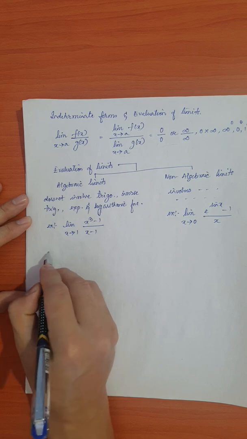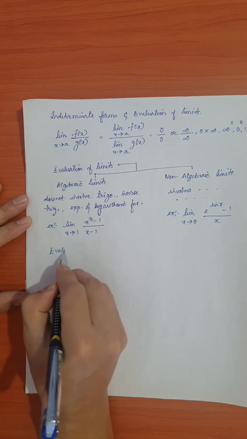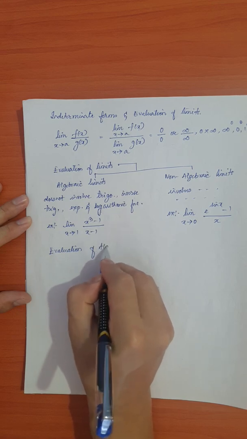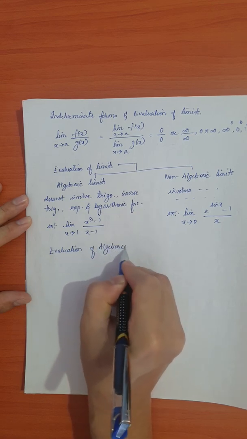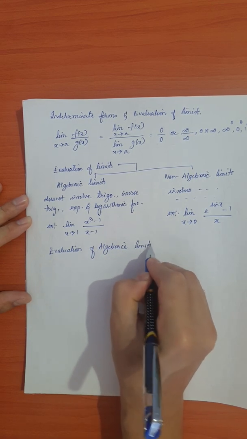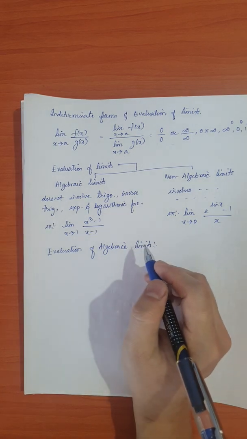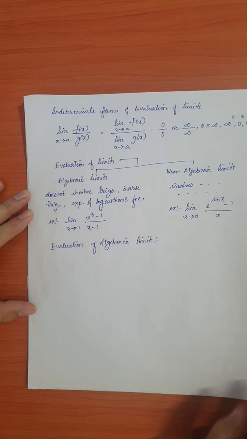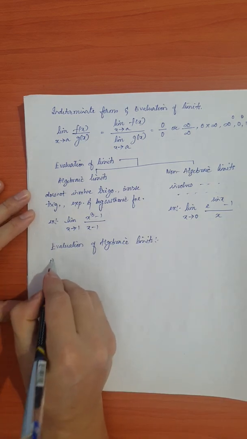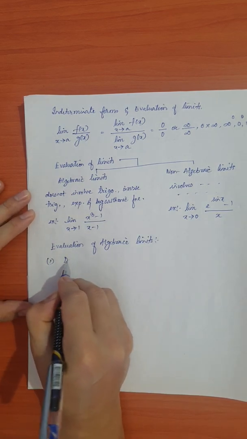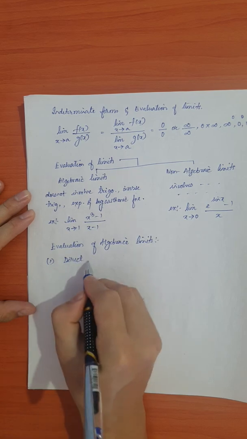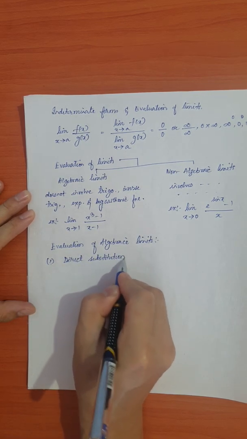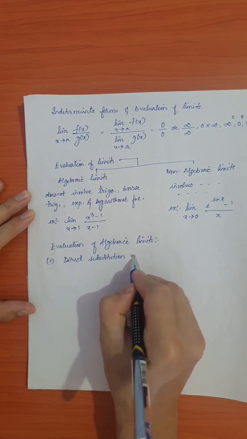So evaluation of algebraic limits. There are different methods of solving algebraic limits. Let me write down those methods. The first method is called the direct substitution method.